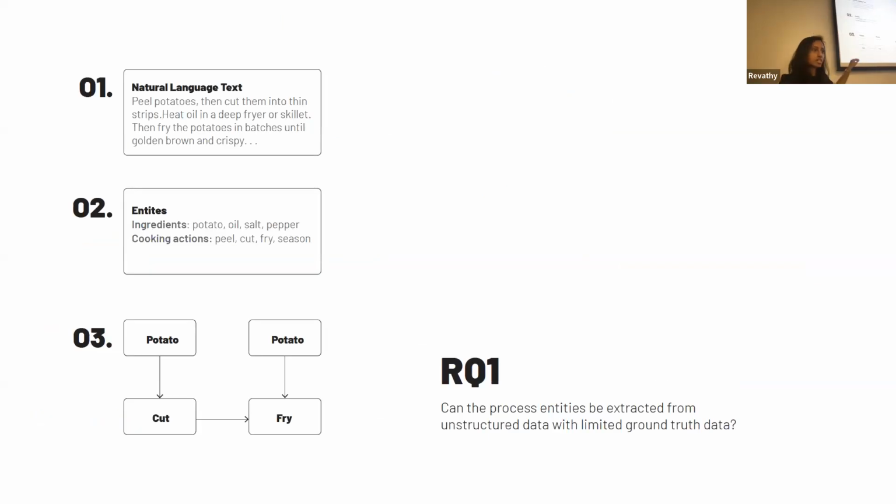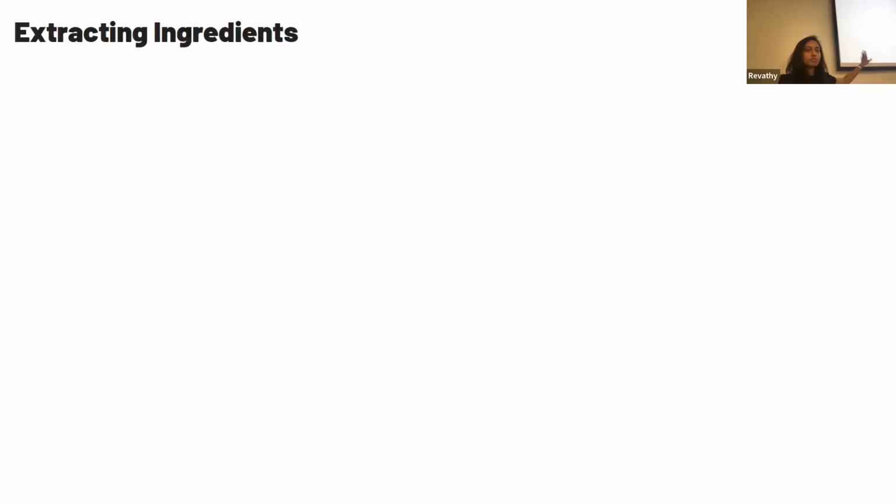That brings us to the first research question, extracting entities out of the natural language text to construct the process graph. First, extracting ingredients. Generally, when we look at recipes, the list of ingredients is given in the respective blog post, but the order of usage of those ingredients is generally not given.